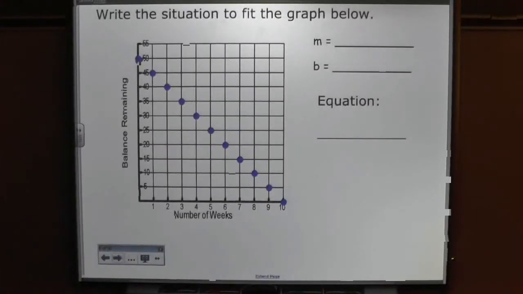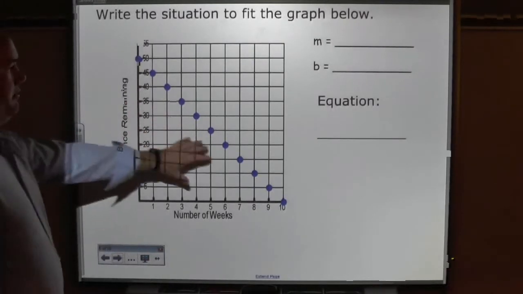All right, so let's look at another one. So you're going to write a situation to fit this one. Well, first thing we're going to find is the equation. Now, as you look at this, there's a few ways we can do this.